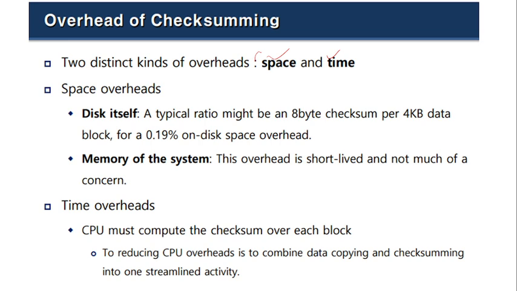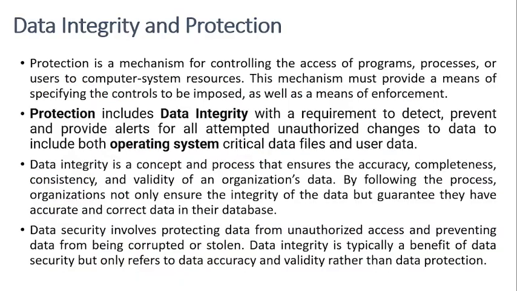Space overhead, on the disk itself. What is the space overhead? It is on the disk itself. The typical ratio is an 8 byte checksum per 4 KB data block, which gives 0.19% on-disk space overhead, whereas in the memory of the system, this overhead is short lived and not much of a concern. The time overhead is that the CPU must compute the checksum over a block. To reduce the CPU overhead, combine the data copying and the checksumming in a streamlined activity.